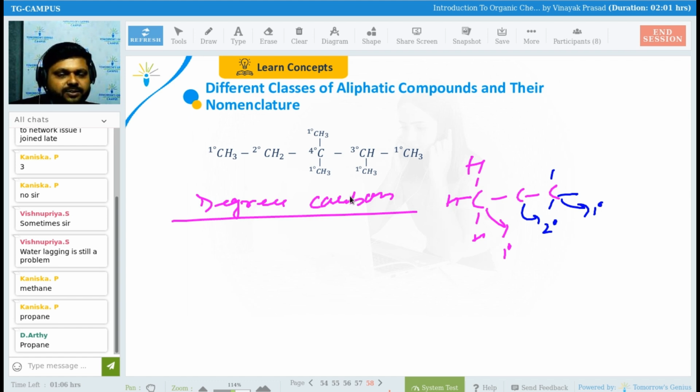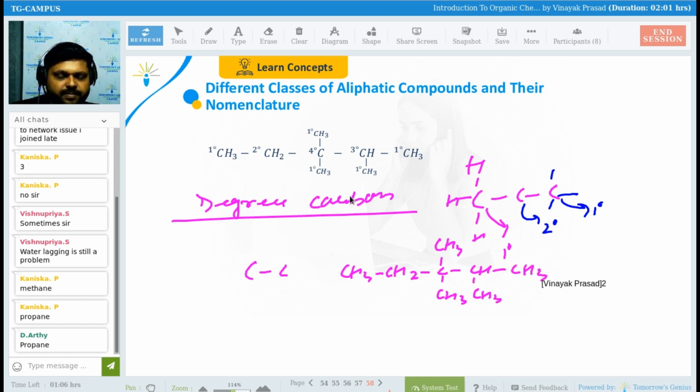Now do this question. See, CH3, CH2, then C(CH3), CH3, CH, CH3, then again CH3. Can you please tell me what is the degree of the carbon for this? Where I am marking a star, tell me the degree of the carbon. Guys, try to do it from your side.